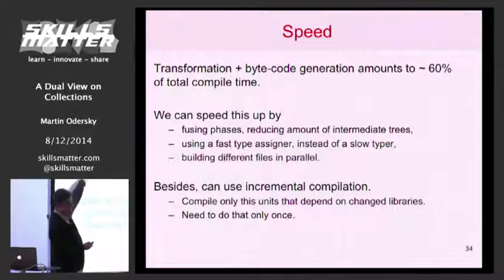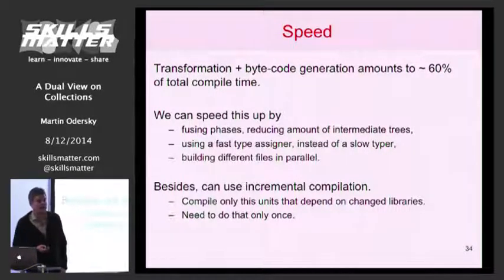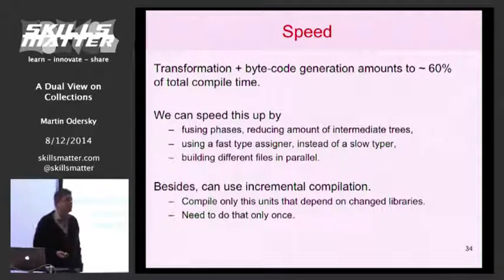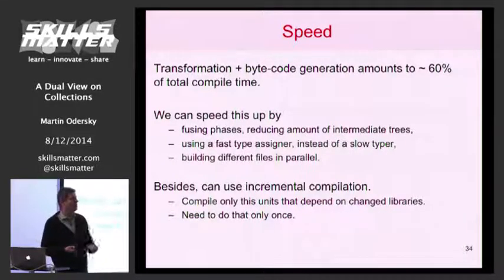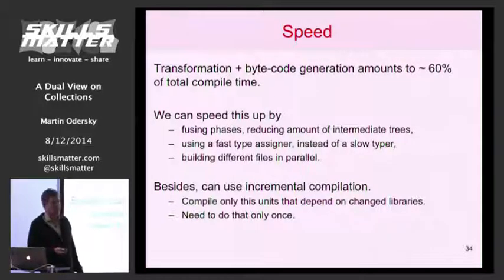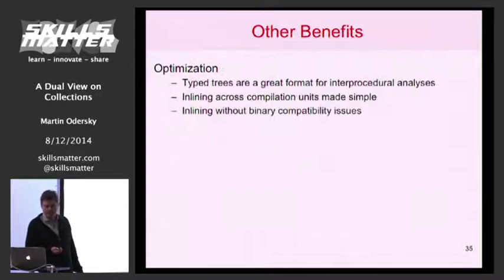The type assigner is much faster than the typer because it has to do much less. And there's a lot of scope for parallelism as well. We can use it to build different files in parallel. And besides, of course, all of this is incremental. You have to do it only once when a library changes, so hopefully not that often. So I think that's actually quite manageable.